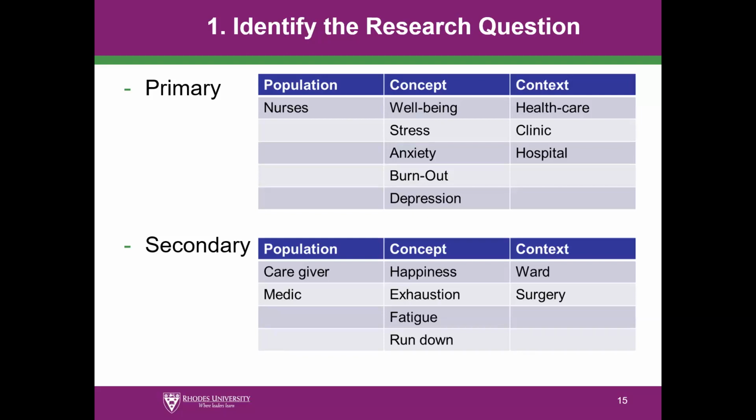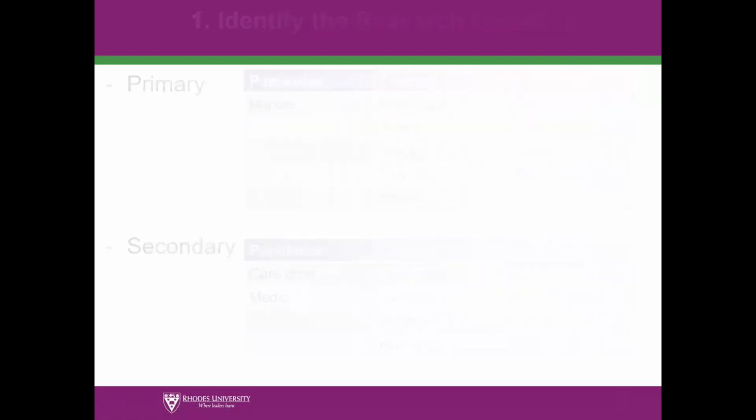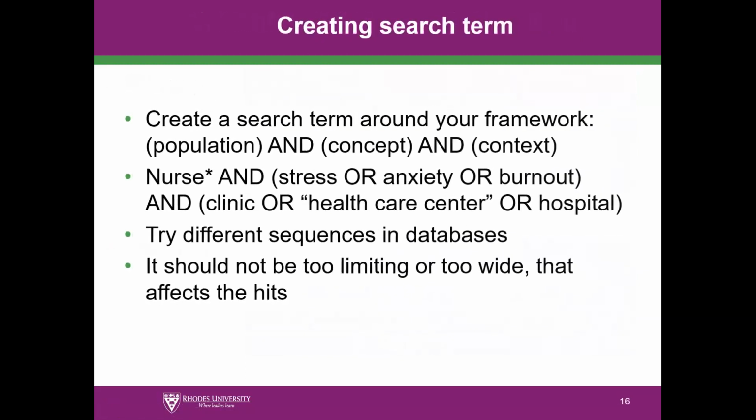If you're speaking about the concept of well-being, sometimes it's used in alignment with stress, anxiety, burnout, which some will consider as opposites, or happiness, exhaustion. Context, like I said earlier, could be a health setting, for instance, or an institution, but also it can be a geographical setting or a discourse. And so getting back to the question of how do you identify these key concepts?